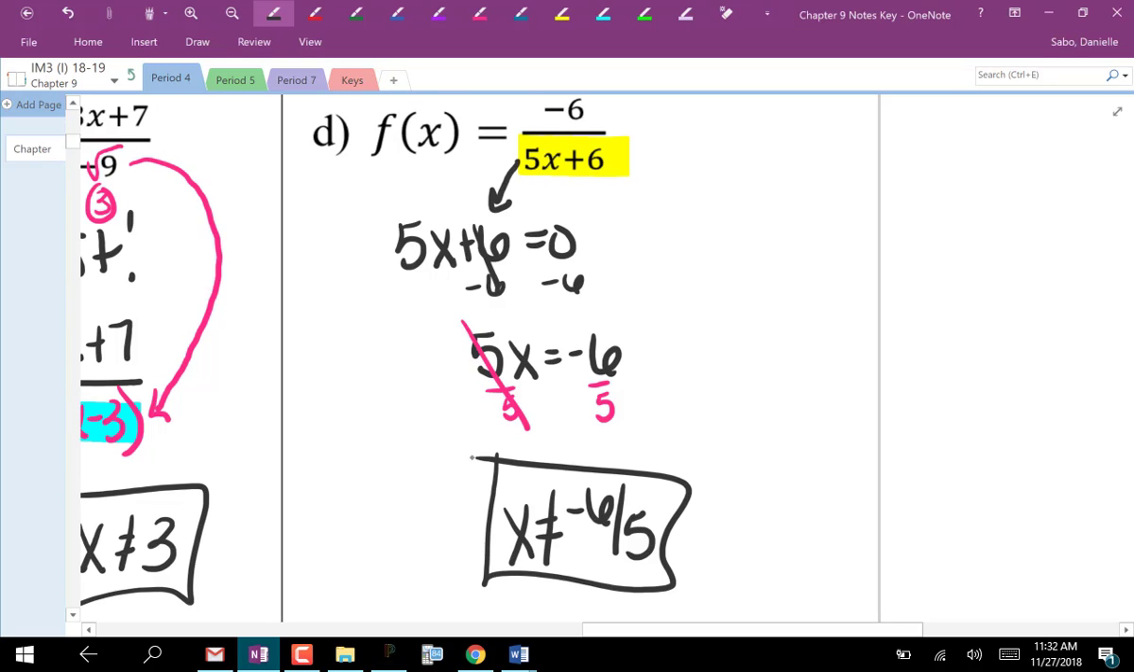Again, the reason why that works, if you plug in -6/5, you're going to get 0 in the bottom, and it'll be undefined. It won't work. It doesn't exist. So I want you to try the one below it. Try H and make sure that you get it. And if you're struggling, let me know. I'll come and explain because that one's a little bit different. I'll leave this up as a guide for you.